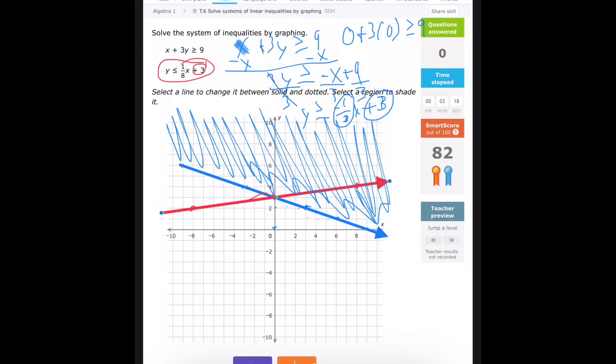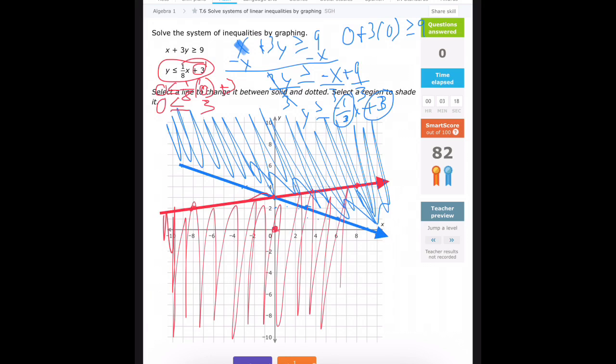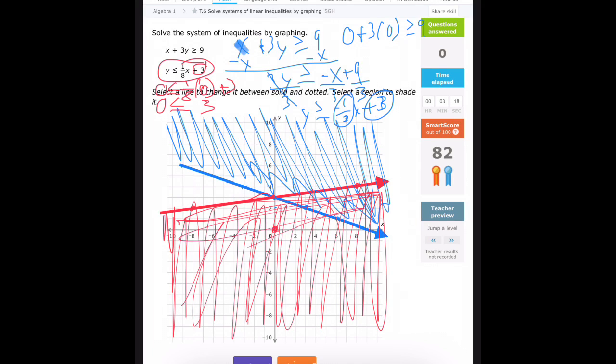And again, I'm going to choose that point 0, 0. I want to know, is that a solution to this inequality here? So 0 less than or equal to 1/8 of 0 plus 3. Well, is 0 less than or equal to 3? That is a true statement. Okay, 0 is less than 3. So I'm going to shade everything on this side of this dotted line here. I want everything on this side as a solution.